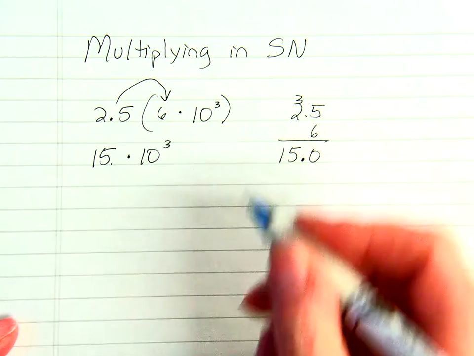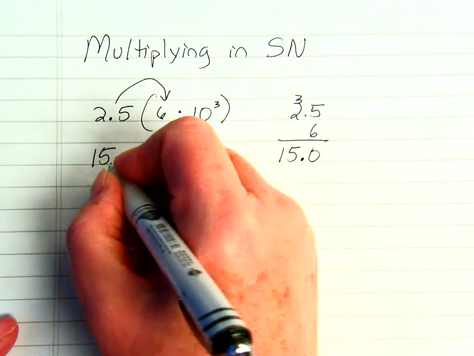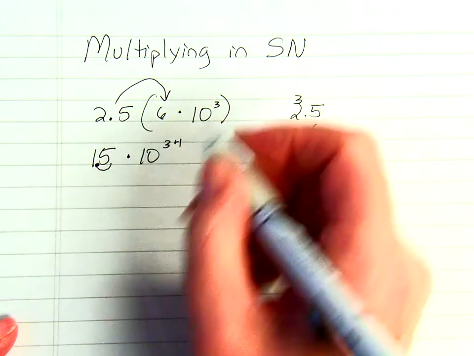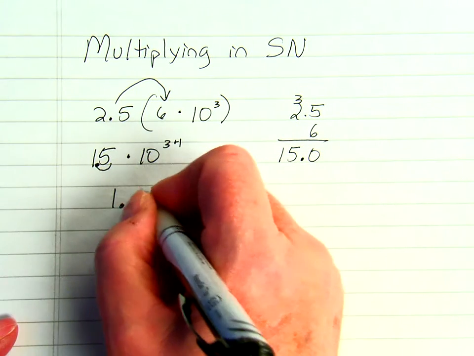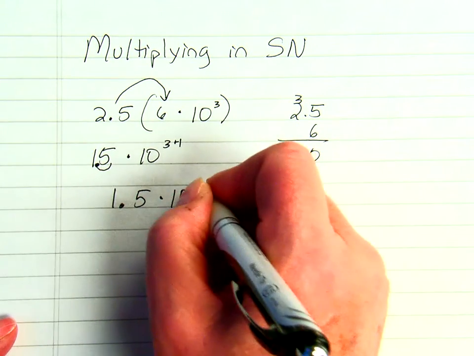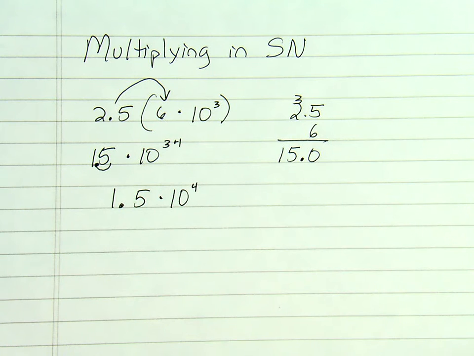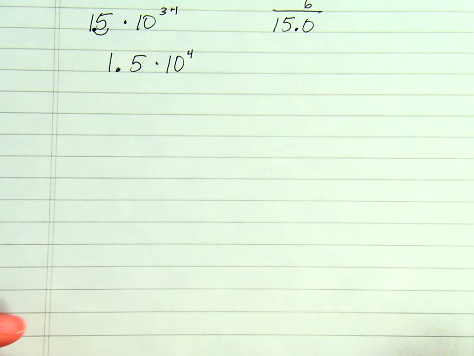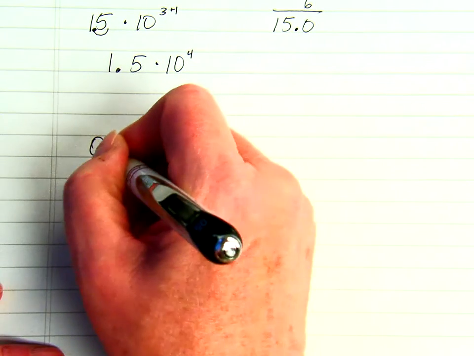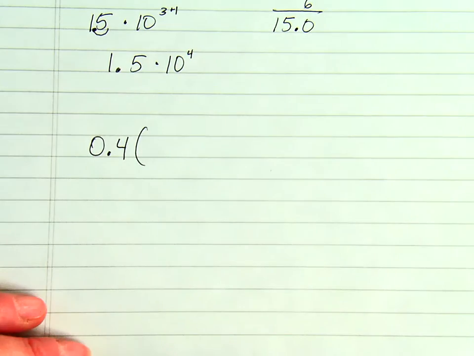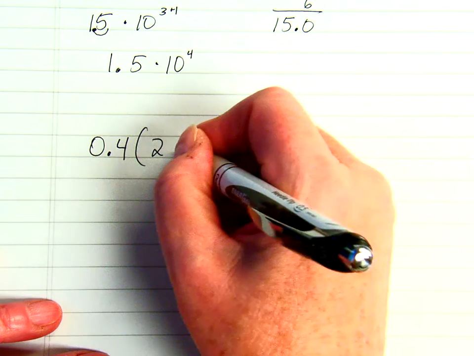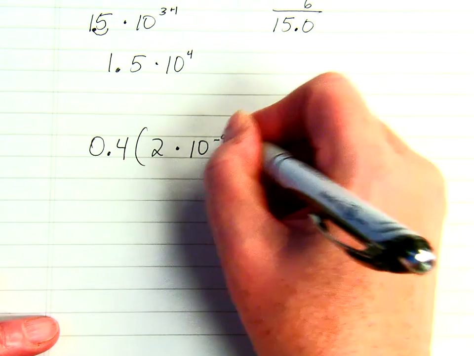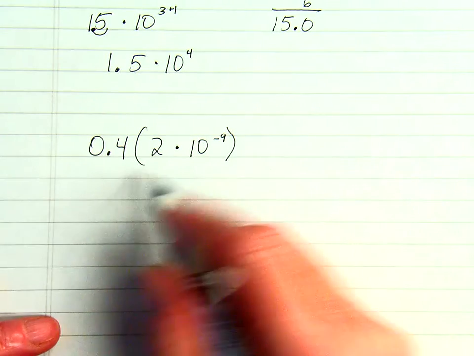So what we're going to do is take that decimal point that we can't see, move it left, and put it in the right place. We're going to add 1 here because we moved it left. So we've got 1.5 times 10 to the power of 4. Okay, let's do another one. We've got 0.4 times 2 times 10 to the negative 9 power.